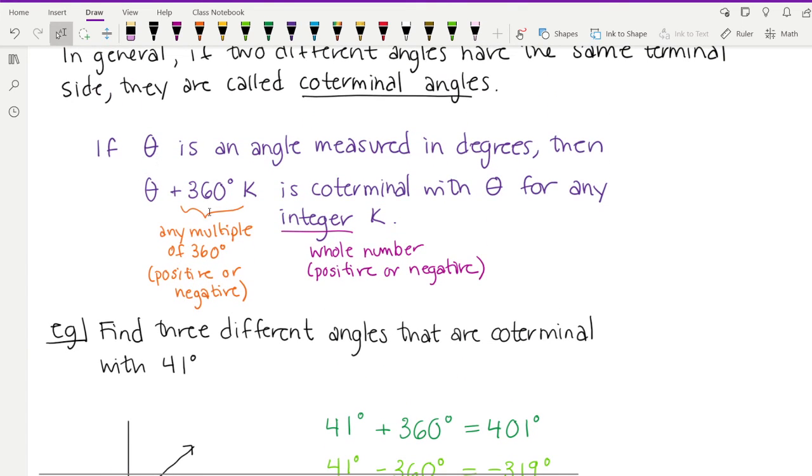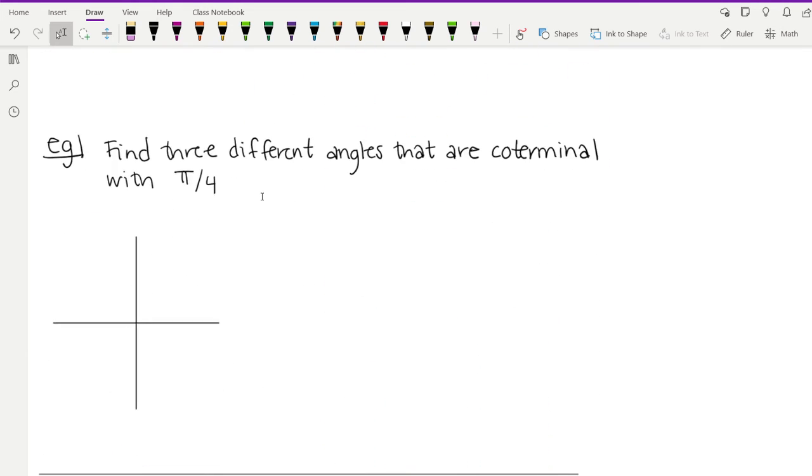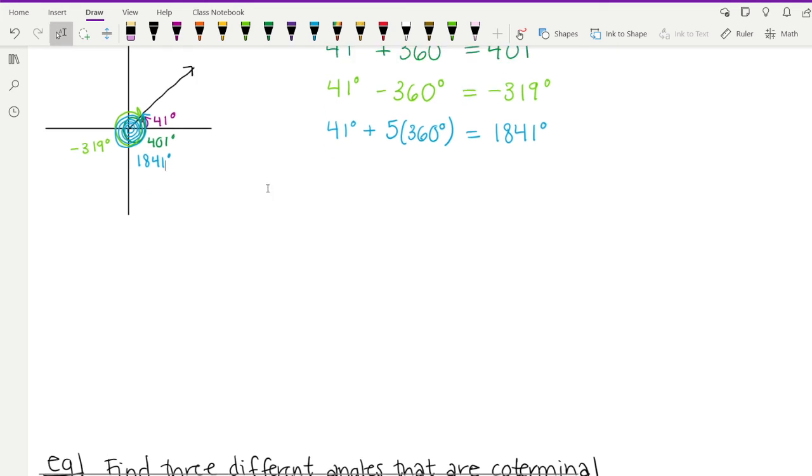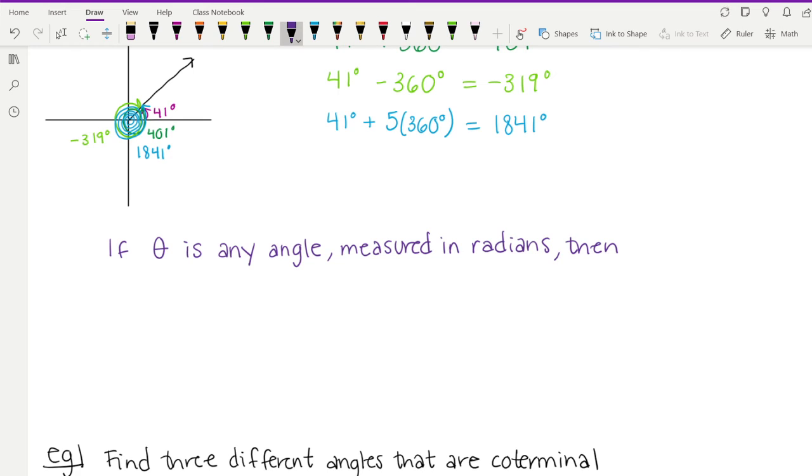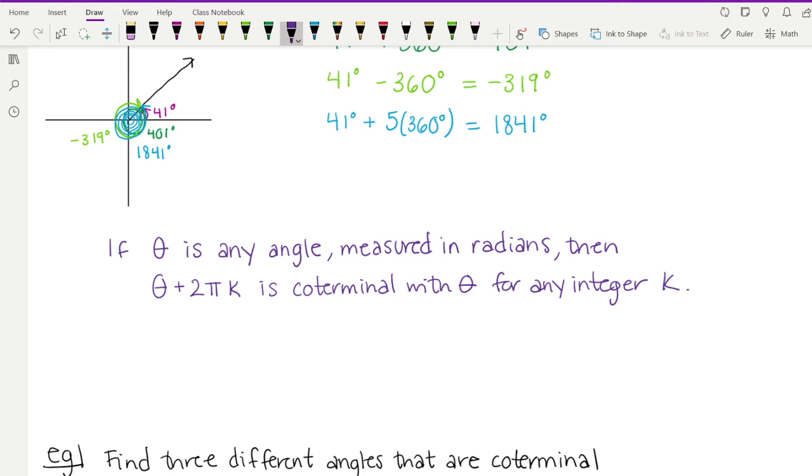So with degrees, to find a coterminal angle, you just add any multiple, positive or negative, of 360. So of course there's an equivalent thing that we can do with radians, right? So this again was for degrees. So now we can say that if theta is any angle measured in radians, what would be the equivalent thing? If we just said above that we can take theta and add or subtract any multiple of 360, what is the equivalent thing in radians? Well, 360 is equal to 2 pi radians, right? So we can say here, theta plus 2 pi times k is coterminal with theta for any integer k. So I defined integer above, right? That was a whole number, positive or negative.